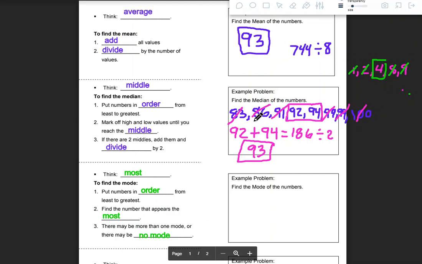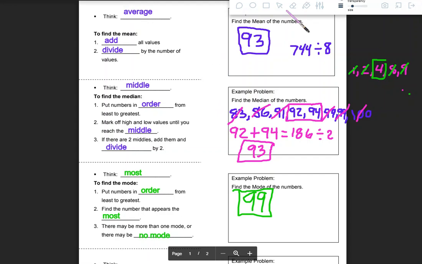So let's look up here, what numbers show up the most. Well, we have 83, 86, 91, 92, 94, 99, 99, 100. Well, 99 showed up twice, right? So 99 is our mode. That's our answer. It's the number that shows up the most. So whatever number shows up the most is our mode. Mode is the most. Median is the middle. Mean is the average. All right?